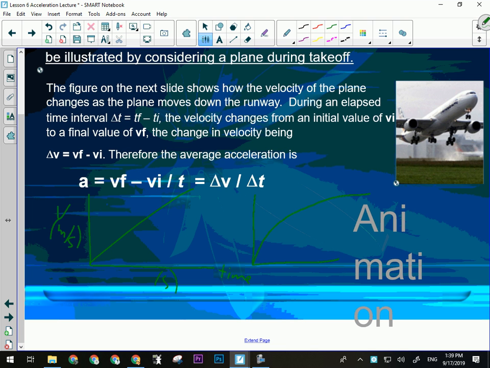Okay, so acceleration is the change in velocity divided by the change in time. That's where this formula comes from. This formula also comes from the graph I just stupidly erased.